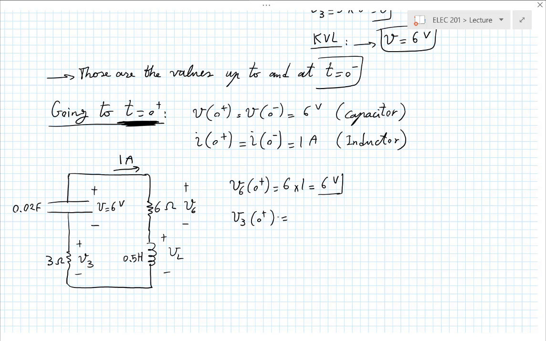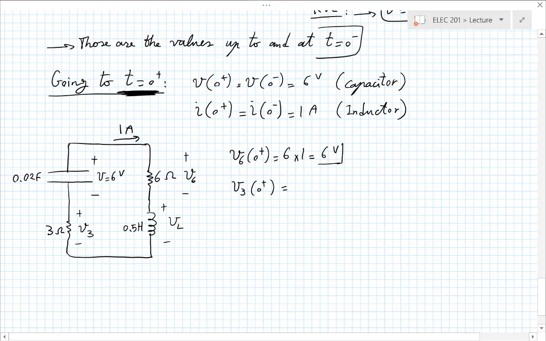This current that we are talking about is 1 amp going this way. The way I have defined V3 in the circuit, it so happens that its polarity is the opposite of our current convention for the way we normally do V equals Ri. So this is a very good example of the subtleties here that you have to be careful with. If I had defined V3 the other way around, with the plus side at the bottom, then that V3 would have been 3 volts. This V3 is the negative of that. V3 at 0 plus is minus 3 times 1 equals minus 3 volts.